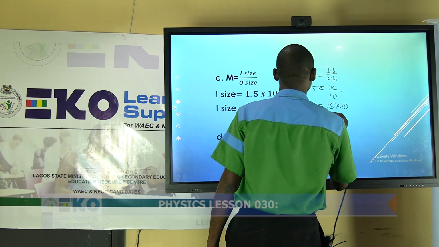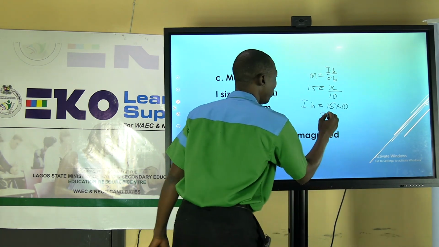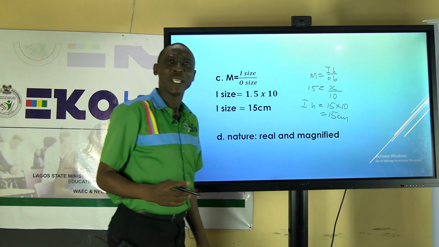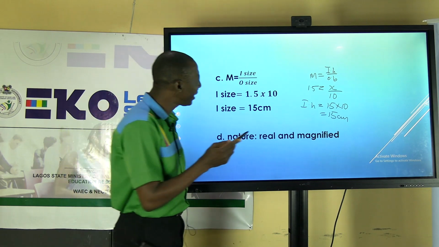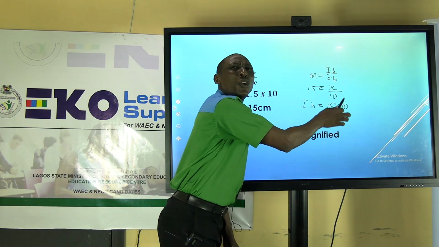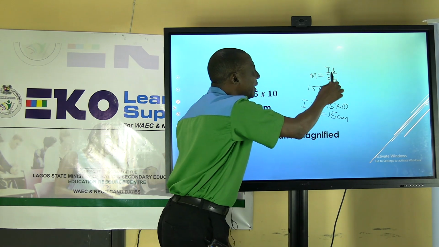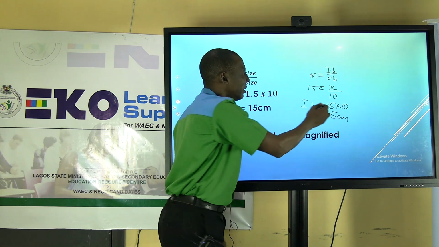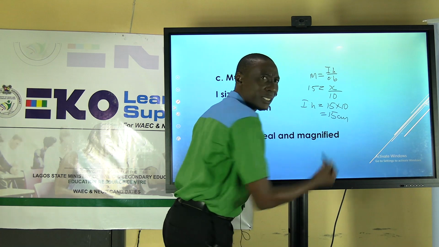So in other words, our image height equals 1.5 times 10. That will give us 15 centimeters. Why is it carrying a unit? I told you for every answer there must be a reason. It's carrying a unit because magnification does not have a unit, but the object height is carrying a unit of centimeter. That is why the image height is carrying 15 centimeters.